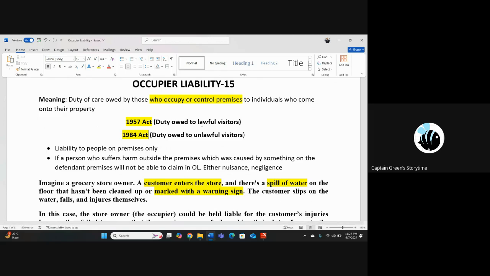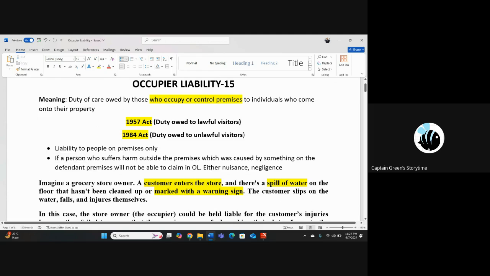Who might be the unlawful visitors? We will study in detail later. Now, study this: a person who suffers harm outside the premises, which was caused by something on the defendant's premises, will not be able to claim in occupier's liability. Okay, this is a simple thing.